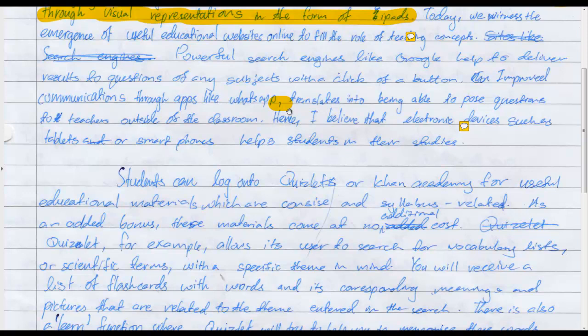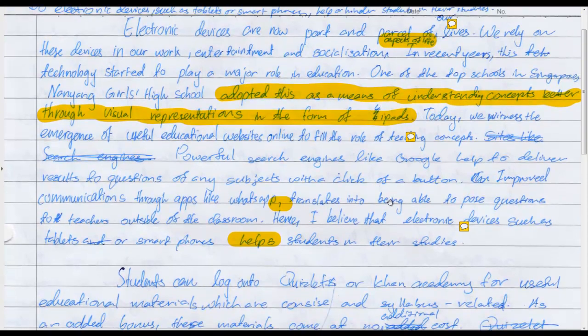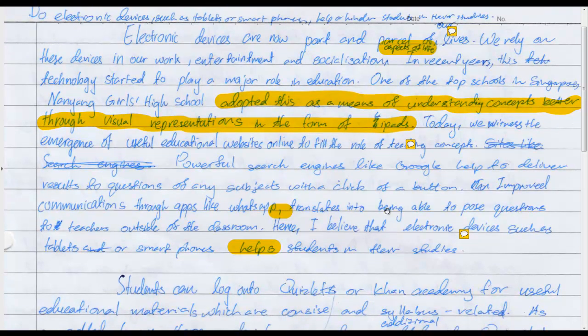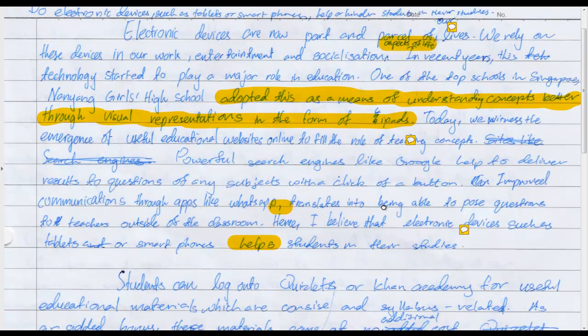And here I can see that you have made a stand: "Hence, I believe that electronic devices such as tablets or smartphones helps." I think there is an error here. Because this is a plural form, electronic devices, your verb should be plural as well. So "help," no s. It's good that you have stated your stand very early in your introduction, so that the examiner doesn't have to go around hunting for your stand. For this type of question, a stand is actually compulsory. You need to state a stand.